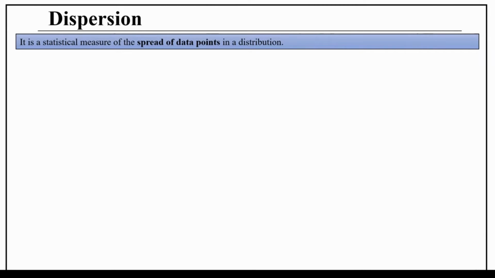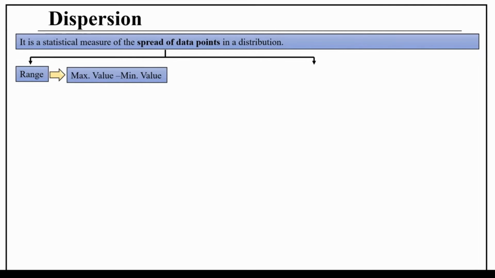Hello friends, welcome again. The topic which we will cover in this session is dispersion. What is dispersion? It is the statistical measure of the spread of data points in a distribution. In simple words, it measures the extent of variation around the center. We can measure dispersion in 2 ways. First one is range. So what is range? Range is the difference of the maximum value in the data set and the minimum value in the data set. In using range, a great deal of information is ignored since it only considers the largest and smallest value, disregarding other values.